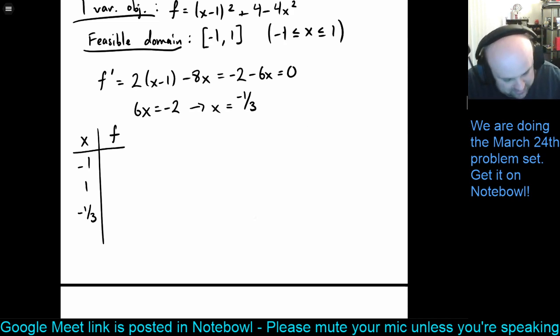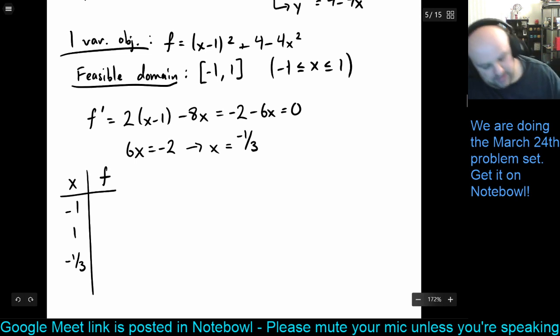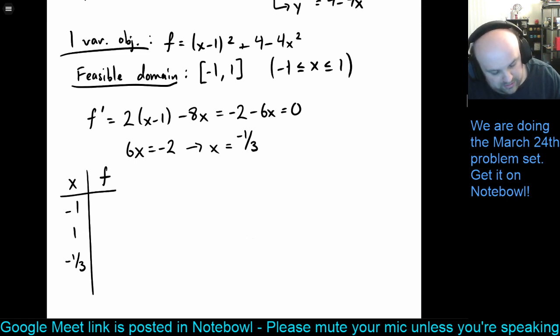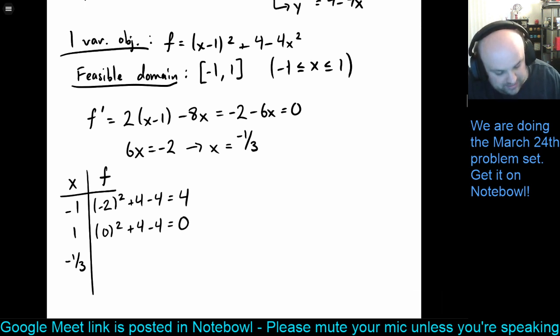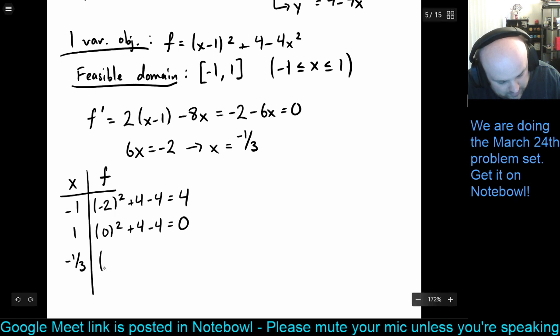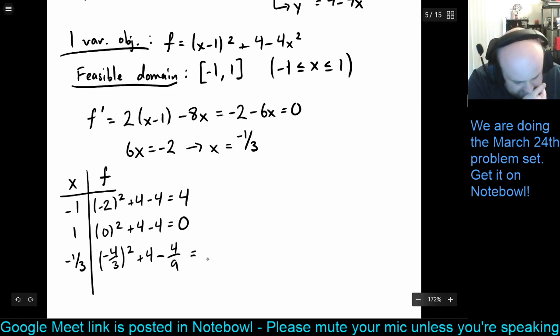So let's see what happens here. If I plug in x equals -1, I'm going to have (-2) squared plus 4 minus 4, so this is 4. If I plug in 1, I'm going to get 0 squared plus 4 minus 4, so this is 0. And if I plug in -1/3, I'm going to have (-4/3) squared plus 4 minus 4/9. Right, so what does that end up being?